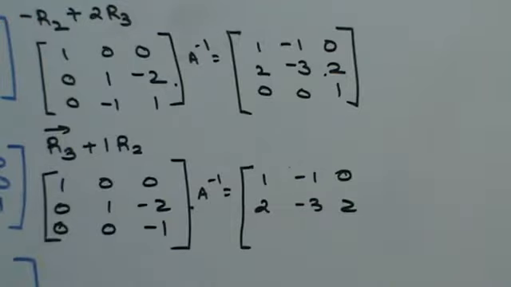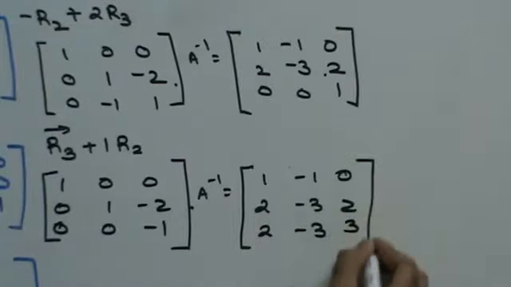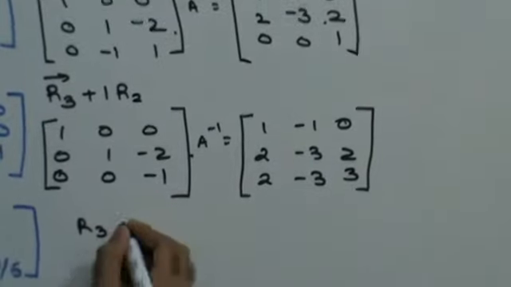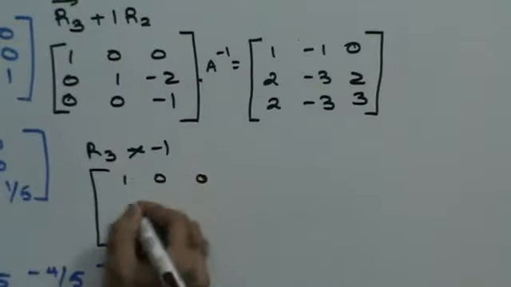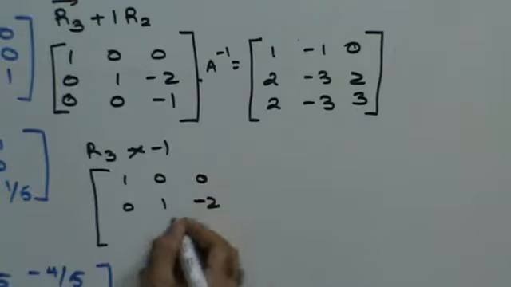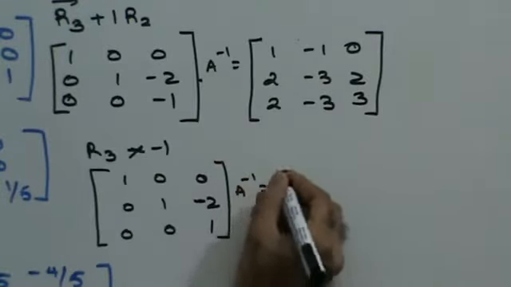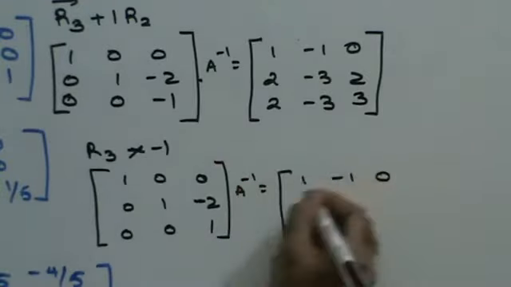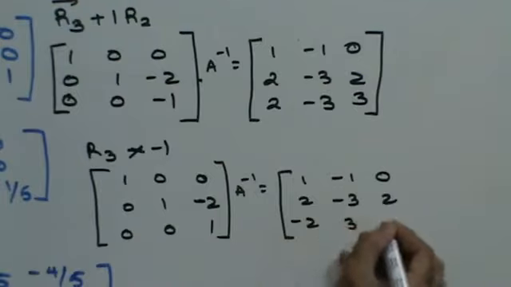R3 plus R2: 0 plus 2, 2; 0 minus 3, minus 3; 1 plus 2, 3. I want to make this number as 1, multiply by minus 1, R3 multiplied by minus 1. So in that case, you will have 1, 0, 0; 0, 1 minus 2; 0, 0, 1, into A inverse is 1 minus 1, 0; 2 minus 3, 2; minus 2, 3, minus 3.